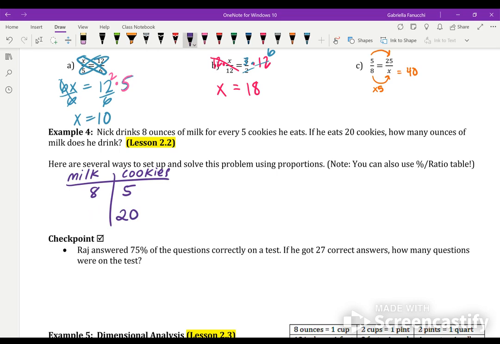So, well, what do I do to 5 to get 20? I multiply by 4. So what do we do to 8? We're going to do the same thing. We're going to multiply by 4 to get our missing answer. And 8 times 4 is going to be 32. So our answer is, how many ounces of milk does he drink? He drinks 32 ounces.